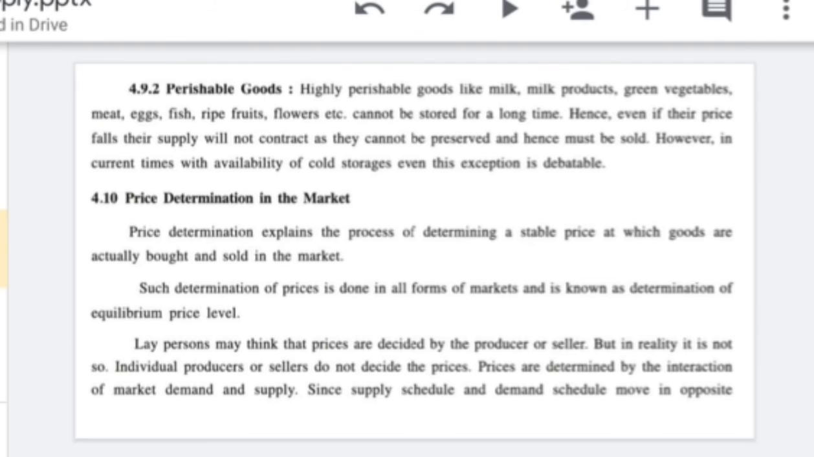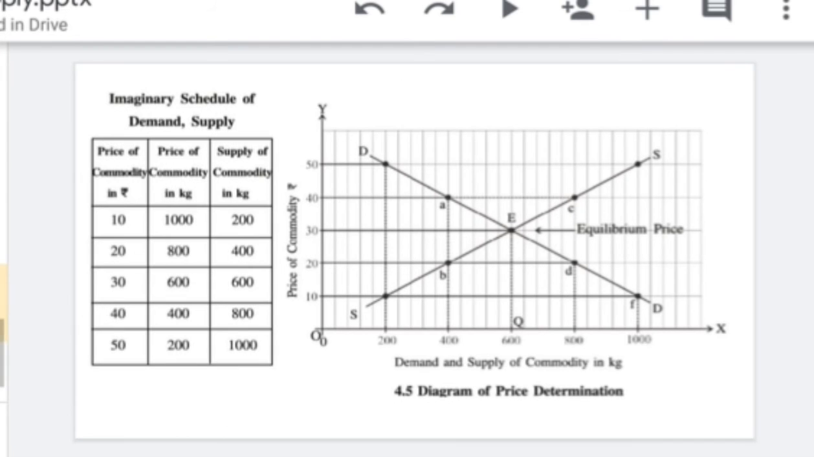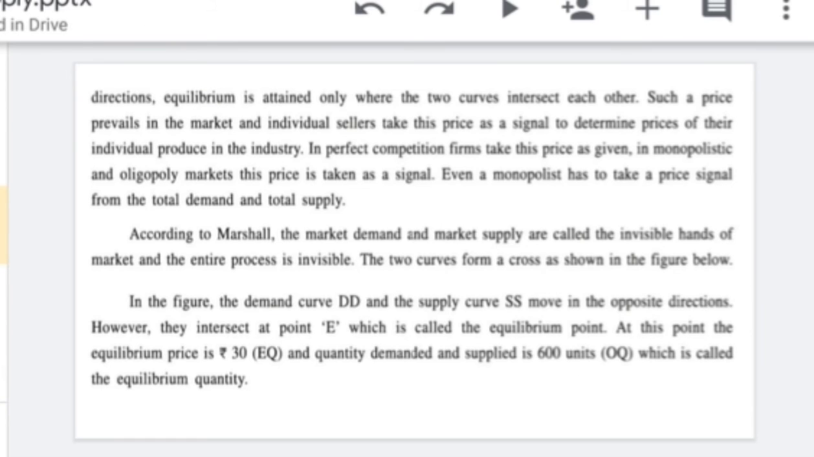Next, price determination. Price determination explains the process of determining the stable price. Price determination is also known as equilibrium. It does not happen like this in reality. How is the price determination done? It is explained here. According to Marshall, this is how the price is determined.